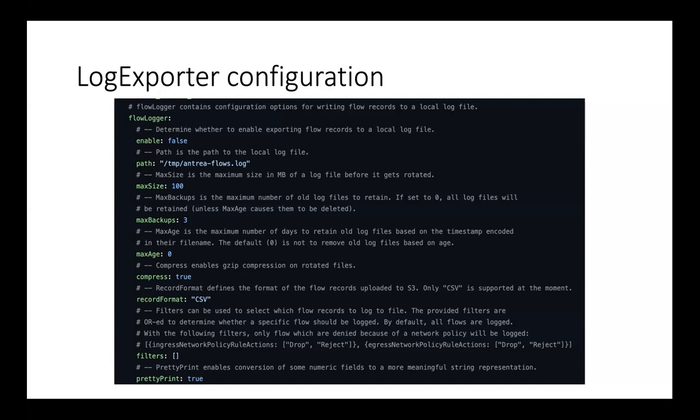And there is a filtering parameter, which is filters, which lets you decide which flows you want to keep. By default, all flows are logged, even when there is no network policy applied to them. So you can use different filtering options to log different flows. For example, you can log only unprotected flows, or only connections which are denied.